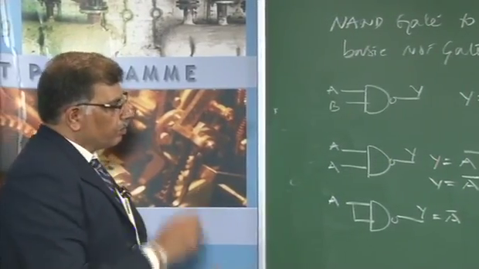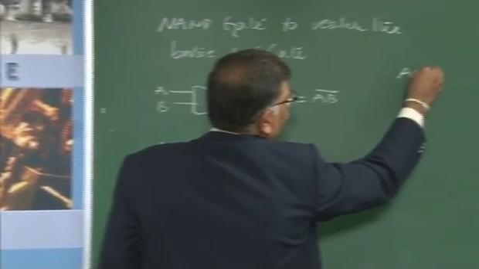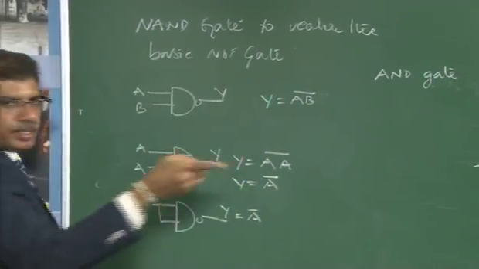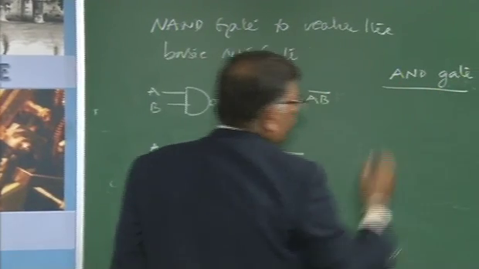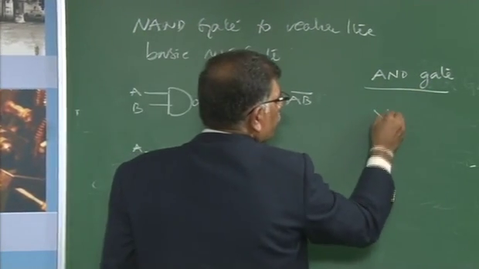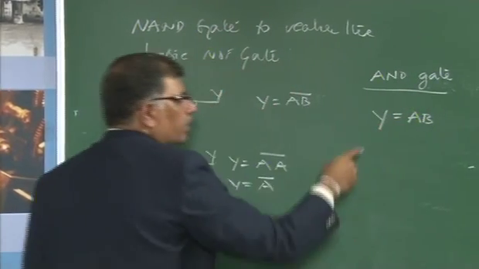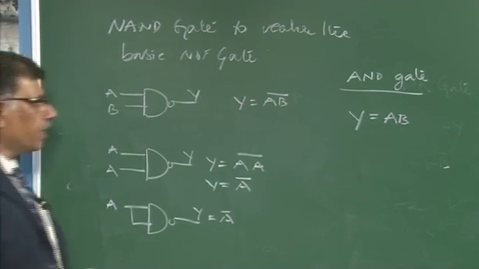So like this we can realize an AND gate also. I wanted to realize this AND gate by using only the NAND gate. I will not be using any other gate to realize the AND gate. The function with respect to the Boolean expression of an AND gate is A and B. I wanted to realize this A and B by using only the NAND gate.